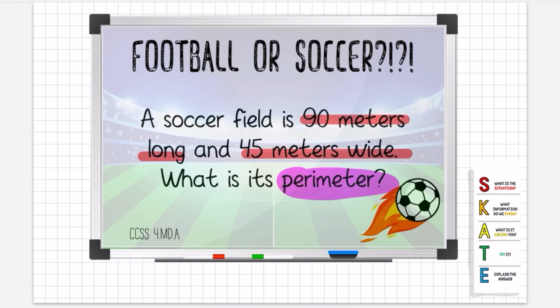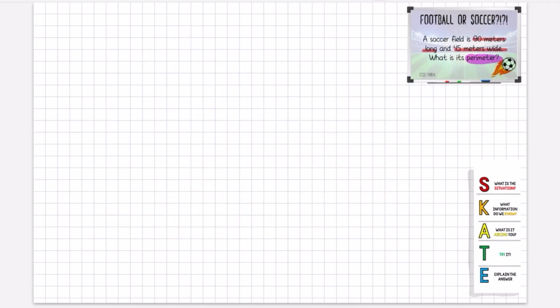See if you can get it by yourself, and then come back and watch me solve. If I was reading a question on a screen, I would write down all of the important information on the paper or whiteboard that I was working on. So 90 meters long, 45 meters wide, and we're looking for the perimeter.